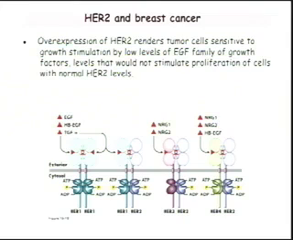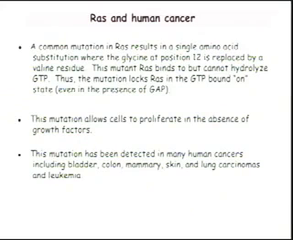And that's why targeting HER2 is a very good way to try to treat breast cancer. So that's one example of how we can target EGF receptors or HER2, these RTKs, to be used in the clinical treatment of cancer. The other major target of cancer mutation is the RAS protein.